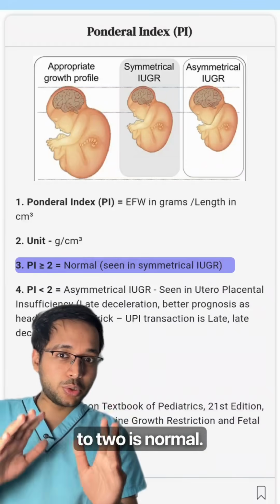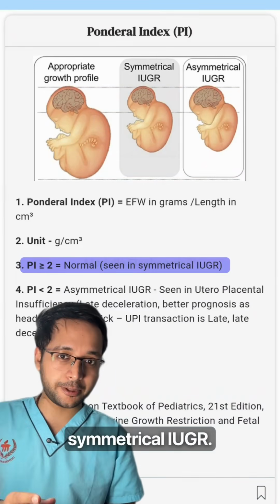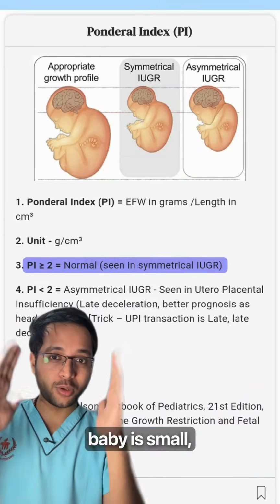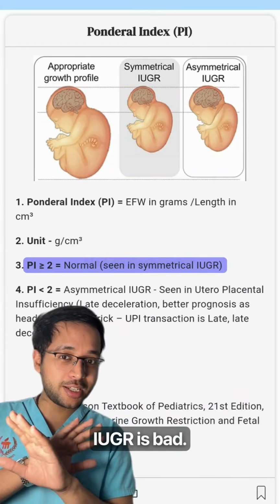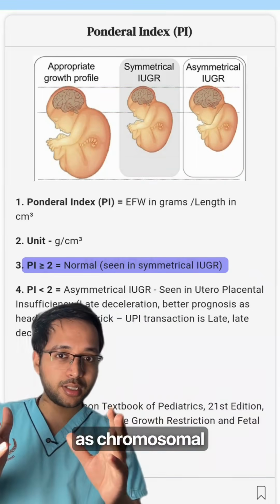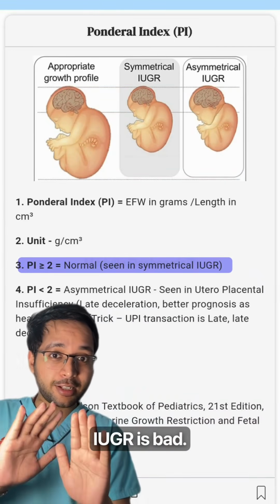Ponderal index more than or equal to 2 is normal. It is either normal or it is symmetrical IUGR. Symmetrical IUGR meaning the whole baby is small, the head is small, the body is small, the length is small, and it is bad. It is seen in conditions like chromosomal anomalies and infections in early pregnancy. And symmetrical IUGR is bad.